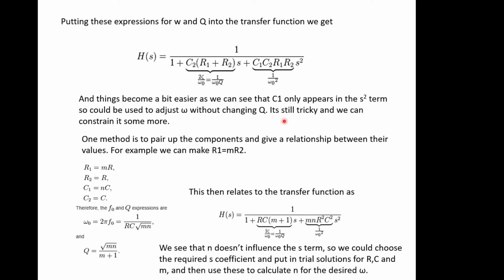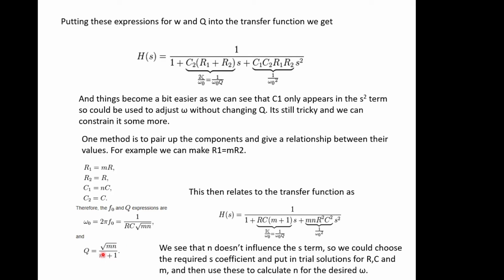And one way of doing this is to pair the components up and give a relationship between their values. So instead of making R1 equal to R2, we just make it a multiplication factor of R2. And do the same for the capacitance, but have a different number, so in this case N. So R1 equals MR, R2 equals R, so they're just related by this factor M, and these are related by this factor N. You can then put it into the equations and end up with Q factors and omega naughts that are affected by RC and this relationship Mn, and Q is only affected by Mn.